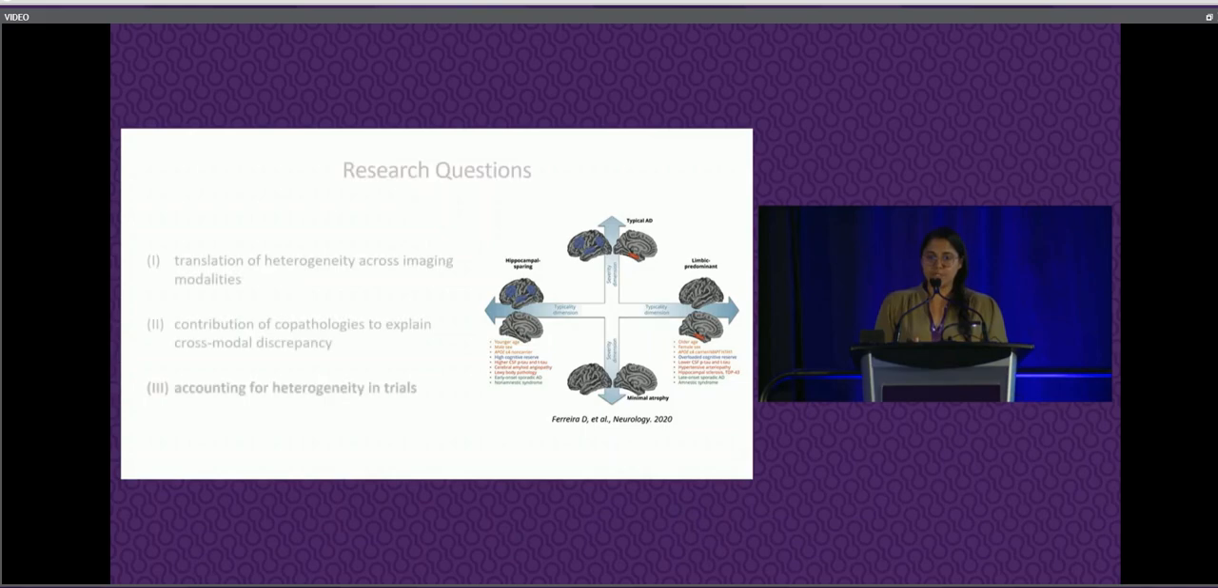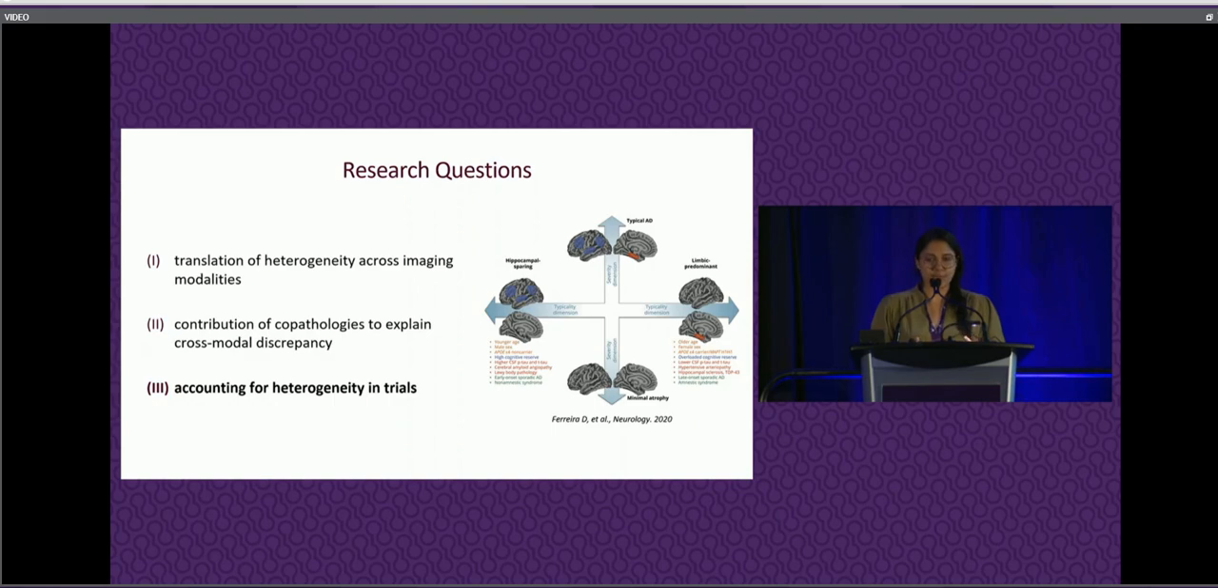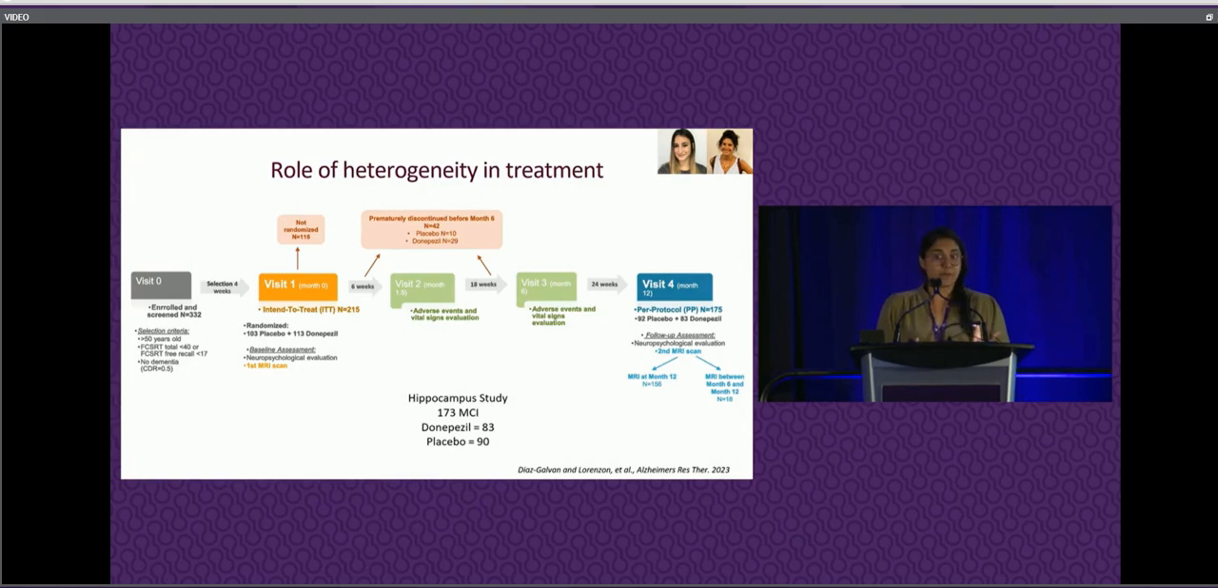And I finally want to discuss the role of accounting for imaging-based heterogeneity or subtypes in trials. And I want to highlight this one study done by a previous postdoc, jointly led by a current postdoc in the lab as well, where we looked at the hippocampus study from France, which recruited individuals with prodromal AD, and individuals were randomized into either the donepezil arm or the placebo arm. And we looked at MRI data at baseline before the treatment and the follow-up after the treatment.